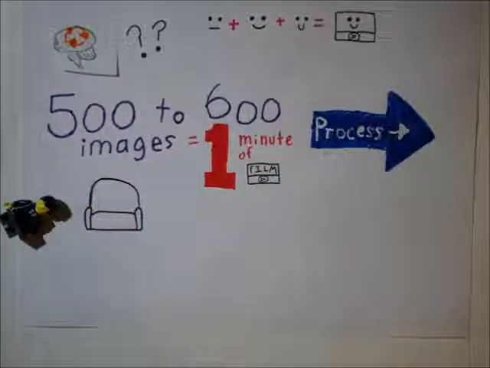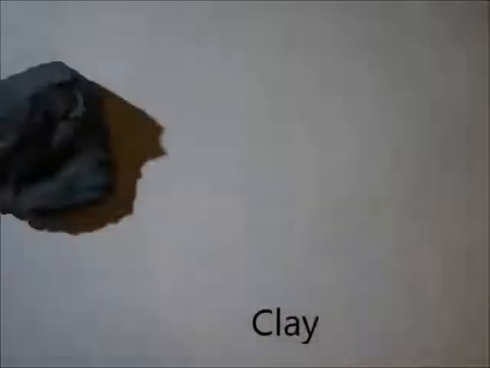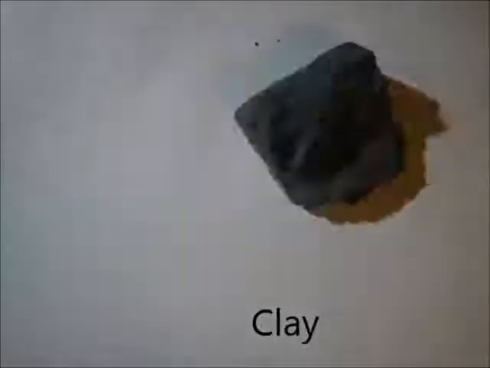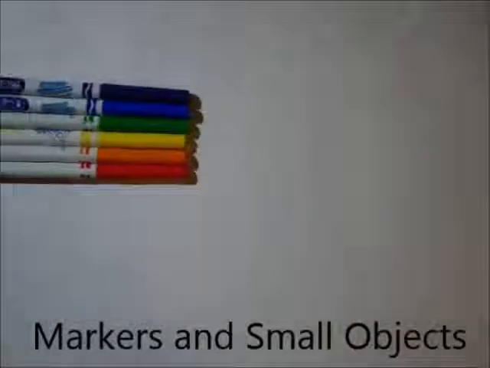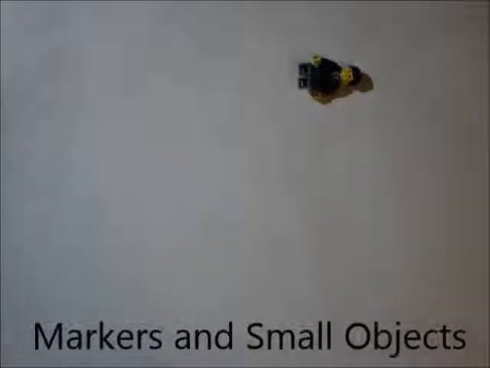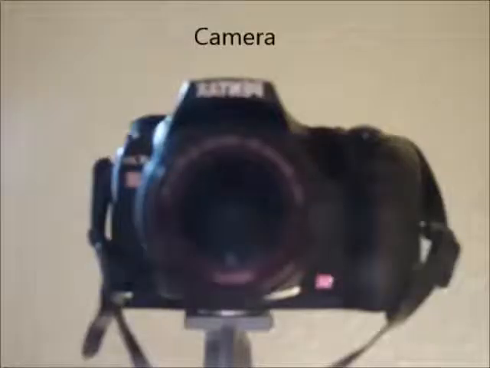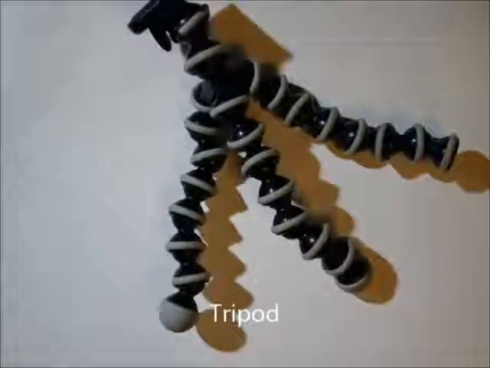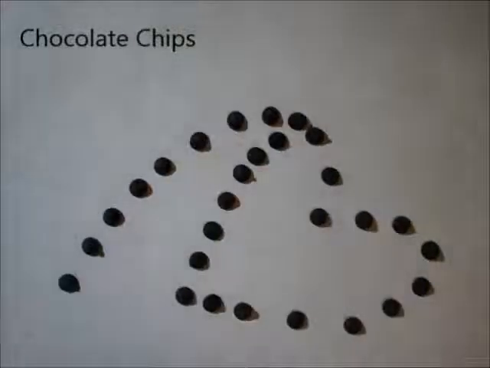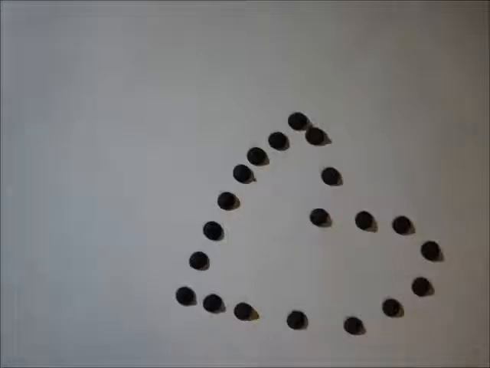First, you must be willing to sit still for an hour or two. Then you need to gather your materials. You can use clay, markers and other small objects, and sometimes even yourself. A camera is another necessary material, and a tripod may be helpful but is not completely necessary. And one final supply you can't make a stop-motion video without is chocolate. Obviously.